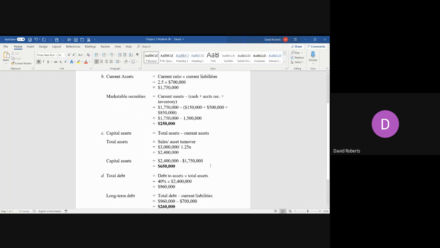Now, capital assets are the difference between total assets and current assets. So you take the asset turnover of 1.25, which represents for every dollar you have invested, you are generating $1.25 in sales. So you divide. So your sales are 2.4 million, as you can see. You subtract the current asset portion, the total current assets that we have from above, and you're left with a difference of 650,000.